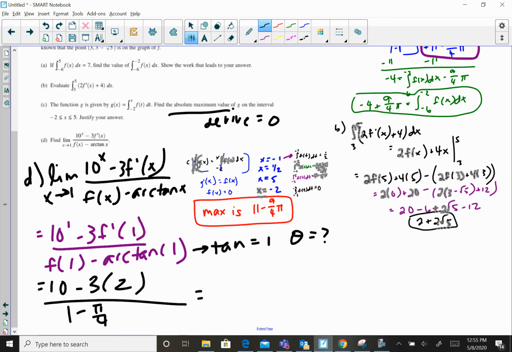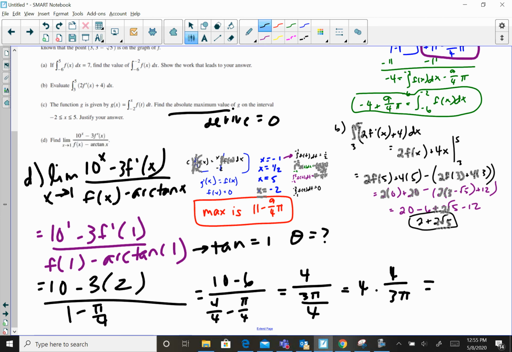So I have 10 minus 6, and then this is 4 over 4 minus pi over 4. So this is 4 over 3 pi over 4, or 4 times the reciprocal, 4 over 3 pi. And then I'm going to cancel out my 4s. I need a different color. So I get, I already wrote an equal sign, 1 over 3 pi.